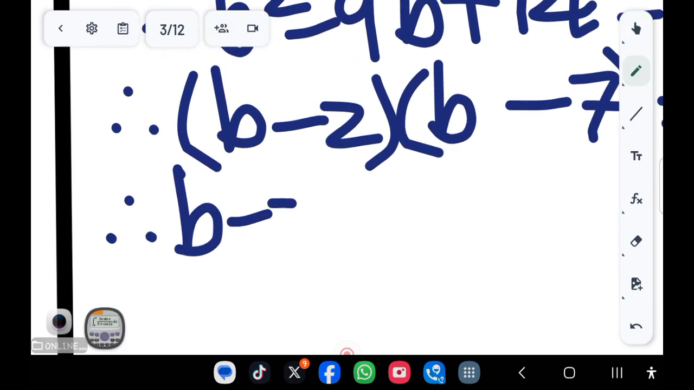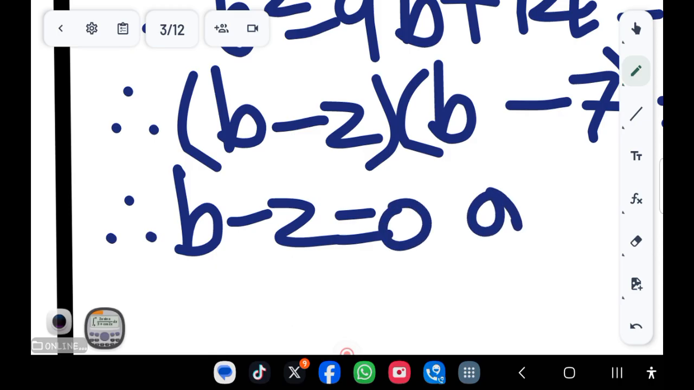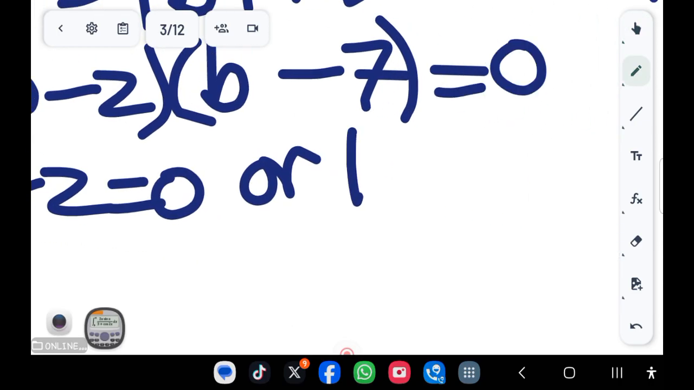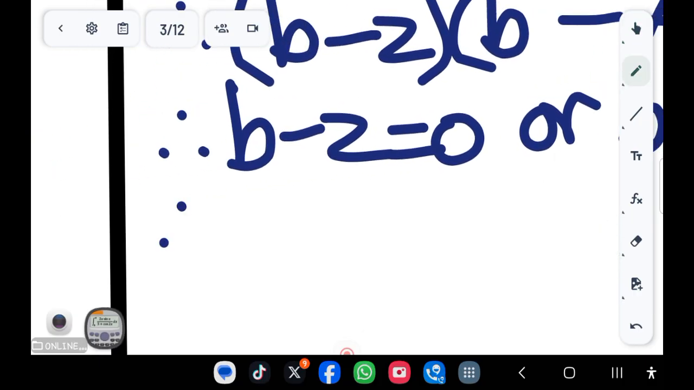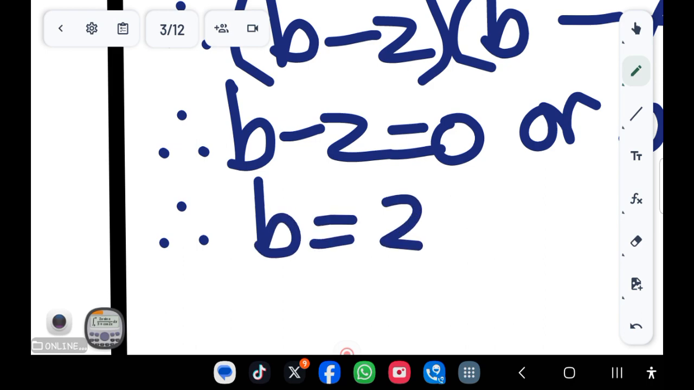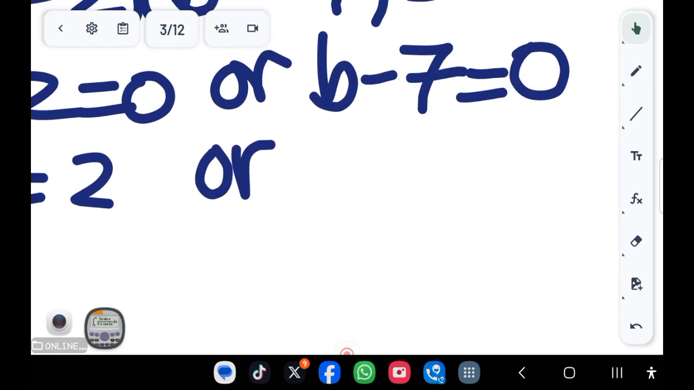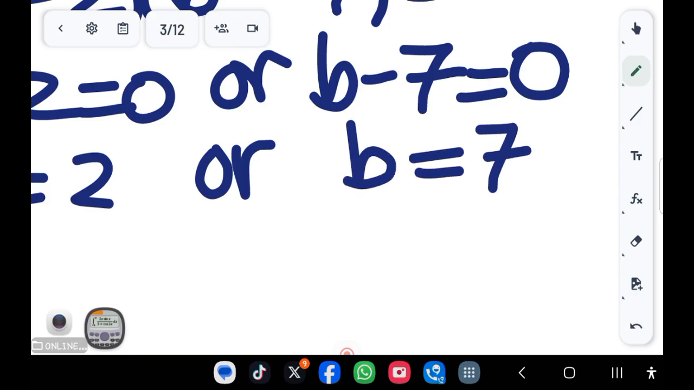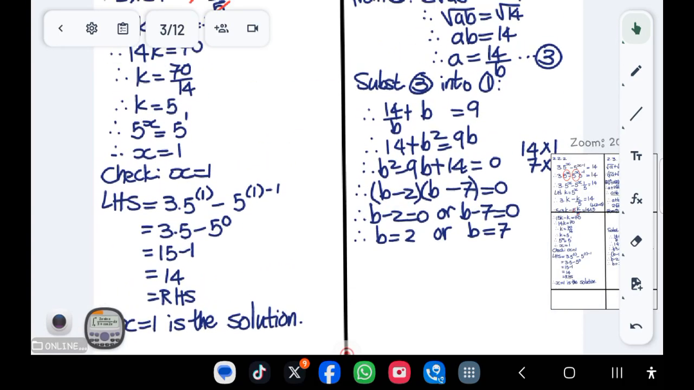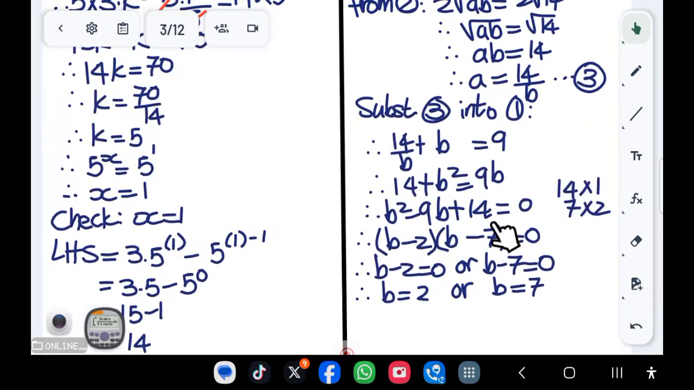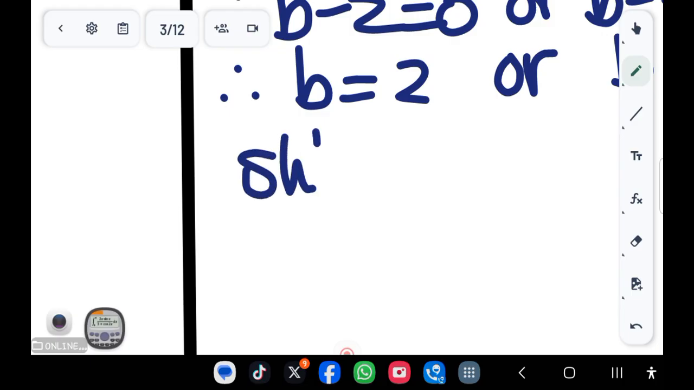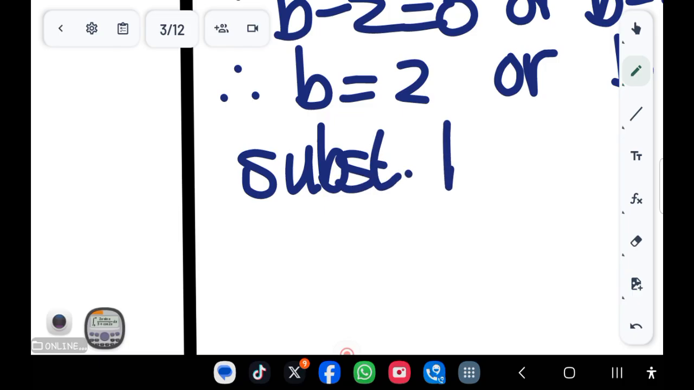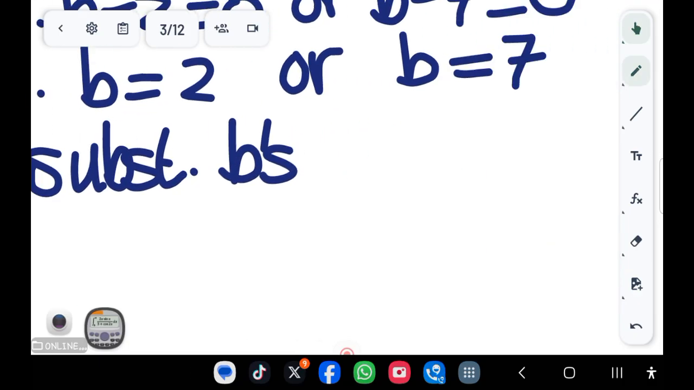Alright, therefore b minus 2 equals 0, or b minus 7 equals 0. Never skip this step. I've seen many people make mistakes and end up with the wrong answer because of a simple minor mistake. B equals 2 or b equals 7. Now we take these b's and substitute them back into equation 3 to figure out what the a is.